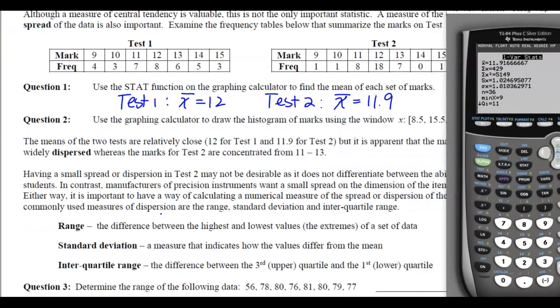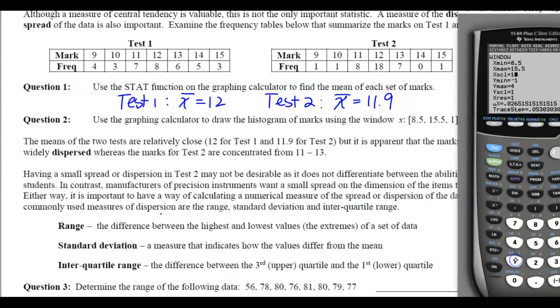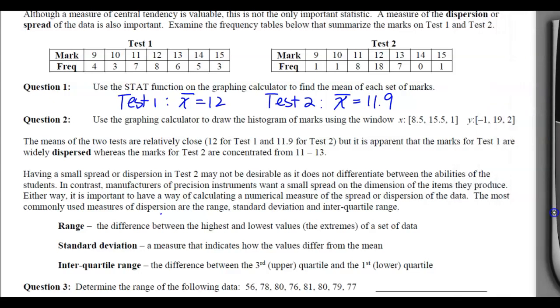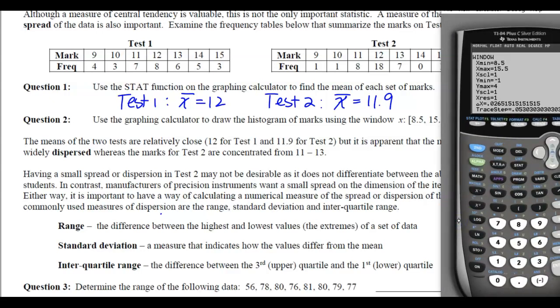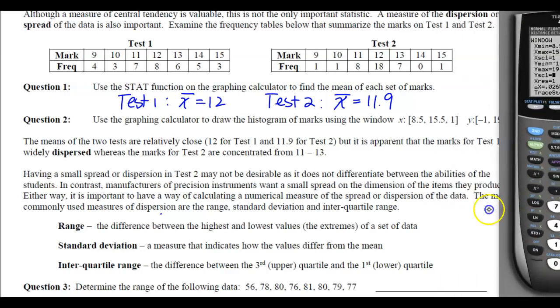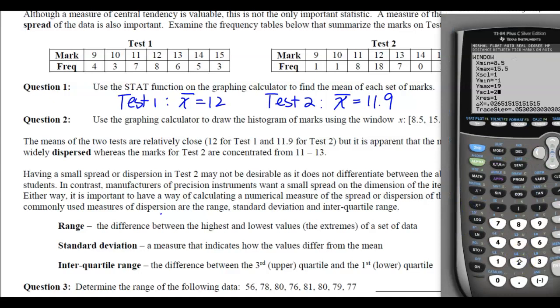Okay, so using the graphing calculator, draw the histogram of marks given this window. So go to your window, change it to 8.5 to 15.5, scale of 1, and y min, -1 to 19, so -1 is already in there for me, 19, and going up by 2s. Okay.